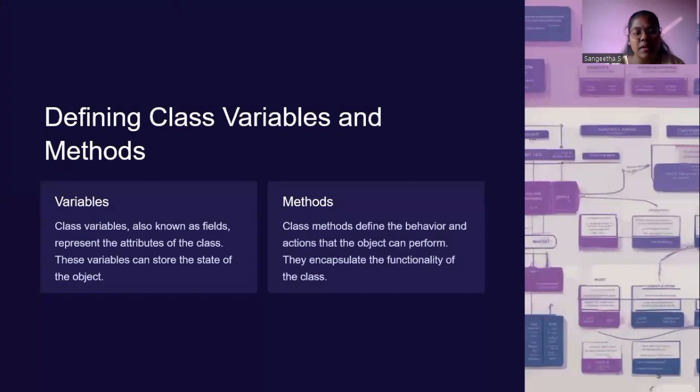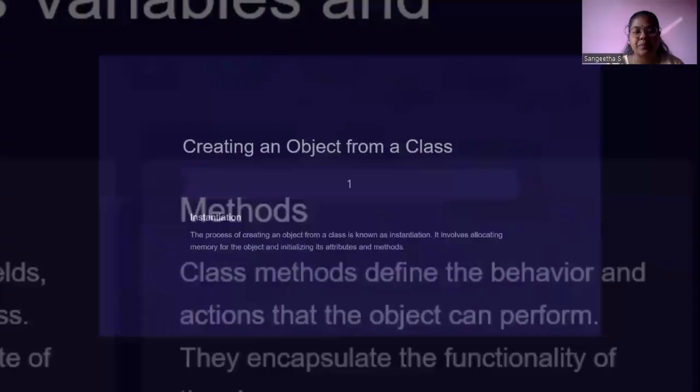Defining class variables and methods. Variables in the class. Class variables, also known as fields, represent the attributes of the class. These variables can store the state of the object. Methods. Class methods define the behavior and actions that the object can perform. They encapsulate the functionality of the class.